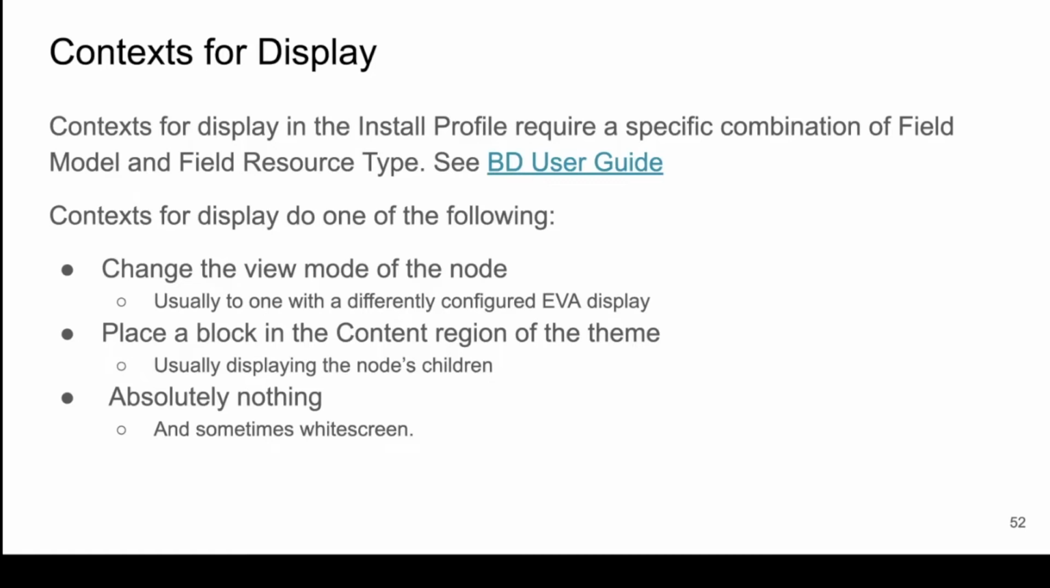Change the view mode of the node. Often this is one with a specific view or other thing there. Or you can use contexts to place a block in the content region of your theme. For example, collections use this to show a view of their children, a view that can be placed as a block. And some of the contexts set up do absolutely nothing. So you go in and read carefully through all the conditions, and then you realize that there's no reaction set up. So those contexts are kind of useless. I'm not sure why they're there, but maybe they're there in case you wanted to set up behaviors for those things.